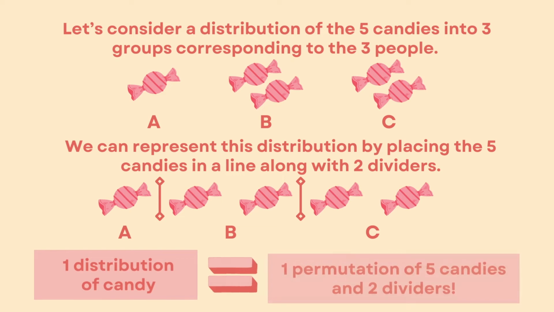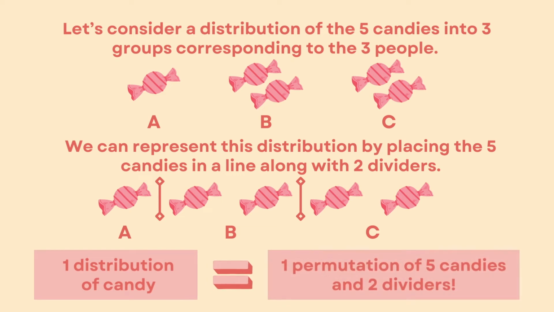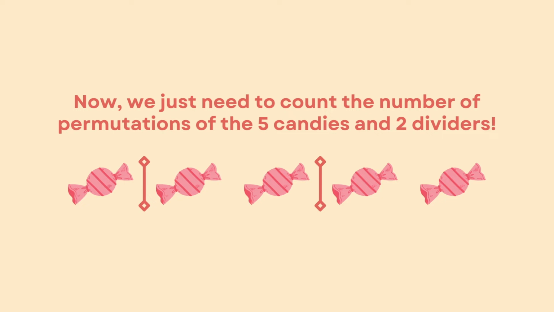We can see that each different way to distribute the candies corresponds to a different rearrangement of the 5 candies and 2 dividers. This idea is called stars and bars because we are using the rearrangement of dividers or bars to separate the candies or stars. Now, in order to count the number of distributions of candy, we just need to count the number of permutations of the 5 candies and 2 dividers.